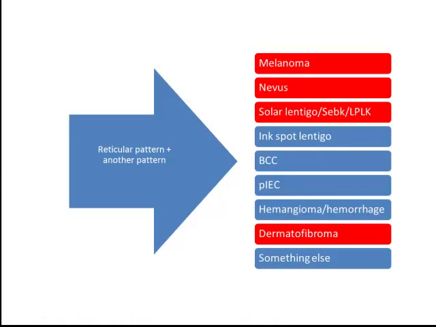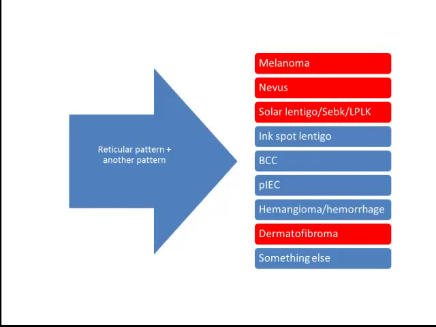Why could it not be an ink spot lentigo? Because an ink spot lentigo usually only has reticular lines and not another pattern. A BCC does not have reticular lines. A pigmented IEC or Bowen's disease does not have reticular lines. A hemangioma does not have reticular lines. So reticular lines plus another pattern has only 4 differential diagnoses.